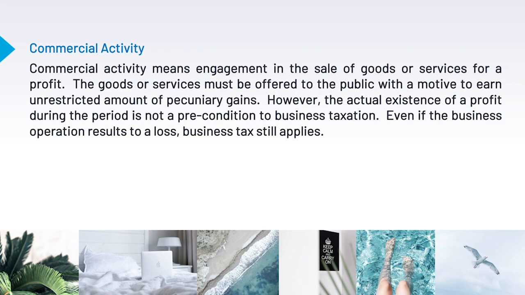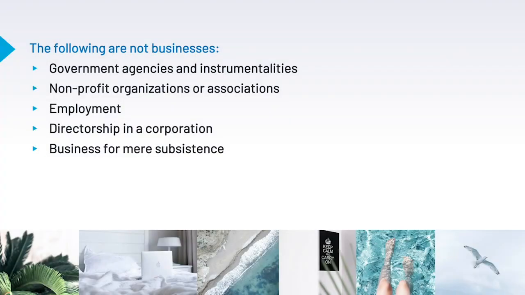The following are not businesses. So we discuss natin what are those activity, no? Makonsider natin na business. So subong naman we will discuss ang mga example na hindi siya business. Number 1 sila is the government agencies and instrumentalities, non-profit organization or association, employment, directorship, a corporation, business for mere subsistence. So, of course, ang gobyerno naton hindi man na business, no? Kaya of course sila ang regulate sa tanan, no? Non-profit organization, mga NGO. So, wala man sila, may habitual activity sila, but wala sila sa commercial activity na mag-earn sila profit, no? Employment at the same time, and directorship in a corporation, and business for mere subsistence.